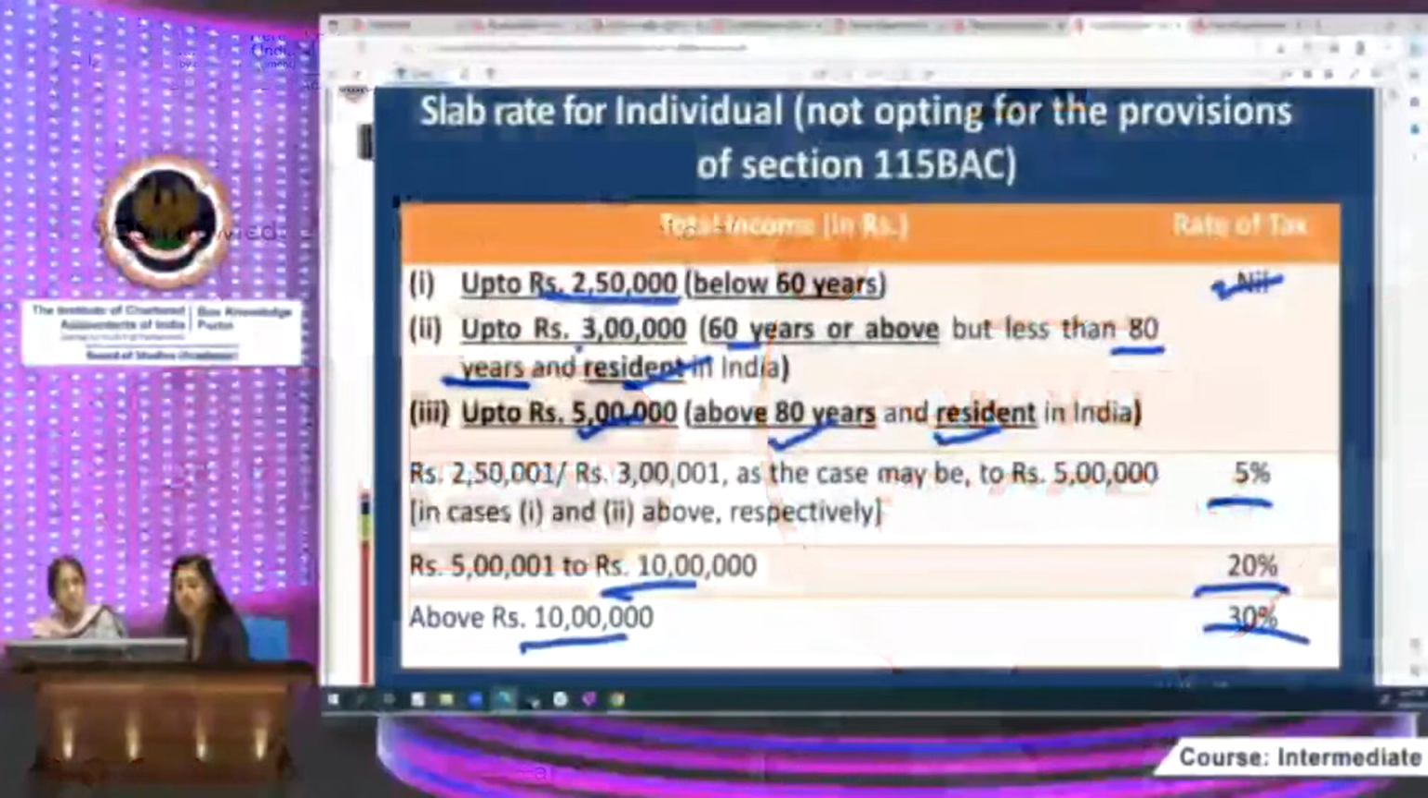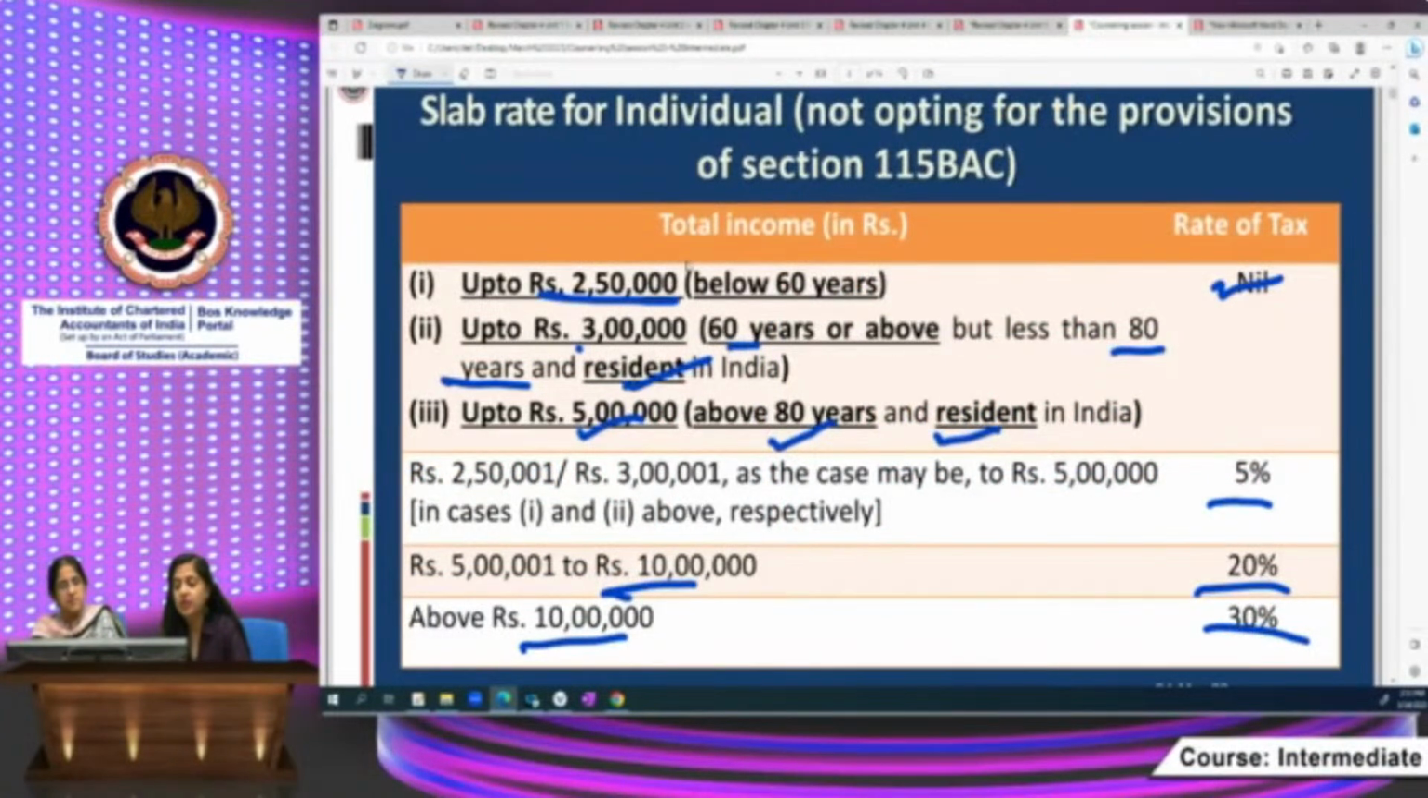percent, and above 10 it's 30%. But in case of a super senior citizen, up to 5 there is no tax. So it means if there's a super senior citizen, then in that case only the slab rate of 20 or 30 will come up. There is no slab for 5% in case of super senior citizen.